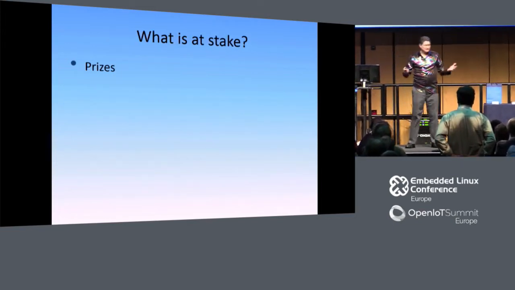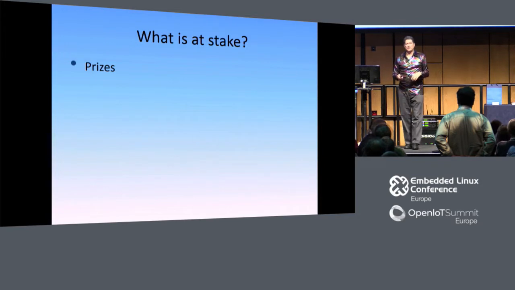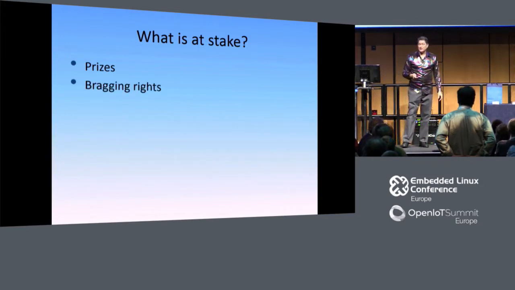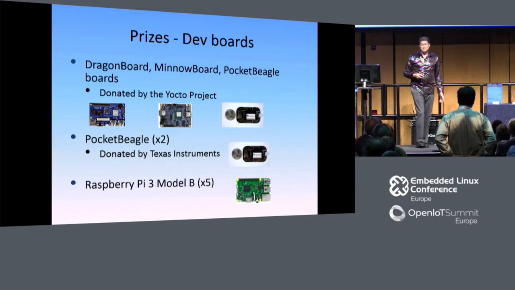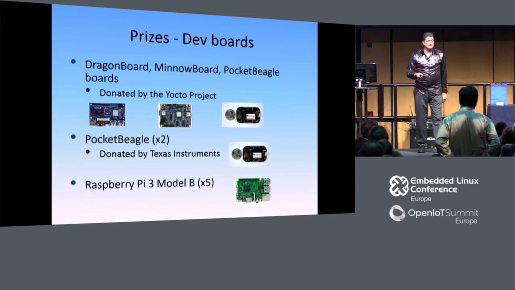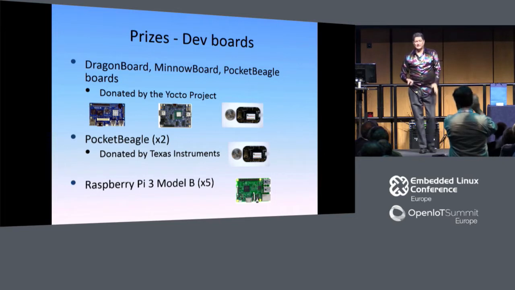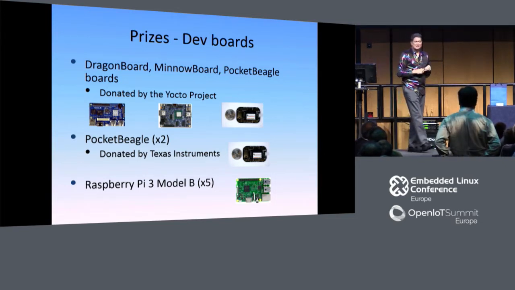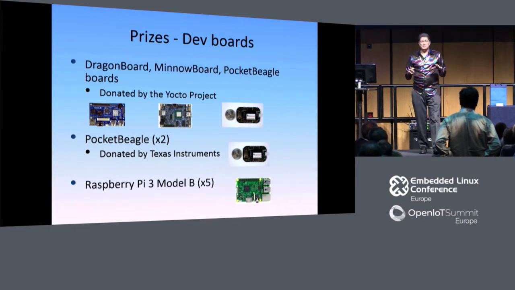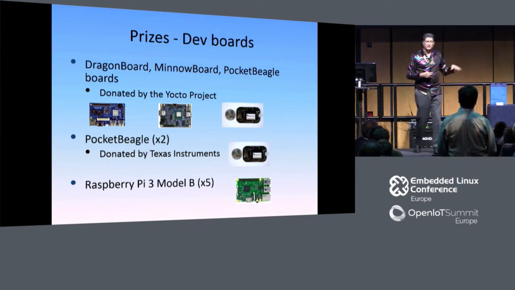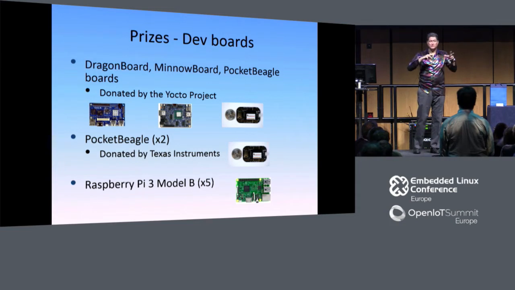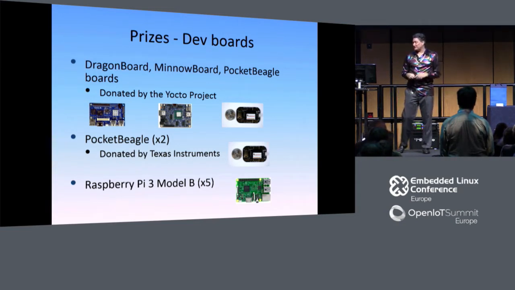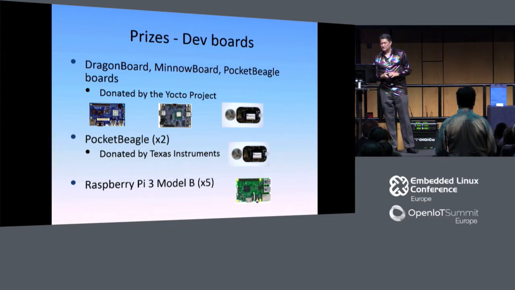So what's at stake? We have prizes that have been donated by very generous contributors. You get the prizes and the bragging rights. We have a bunch of dev boards donated by the Octo Project, so we want to thank them for that. Dragon board, minnow board, and pocket beagle. So whatever your computing needs, whoever wins that, you should keep track of who wins the other one. If you want to match your computing needs to your project, you can horse swap afterwards.